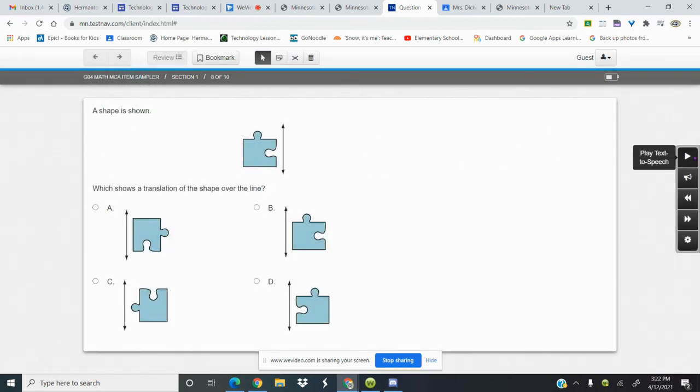Let's listen to it here. Translation would be just a slide, right? Not a turn, not a flip, just a slide. So if I was going to slide the shape across this line, it should look like this. B is the answer.